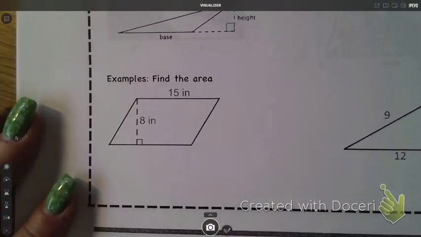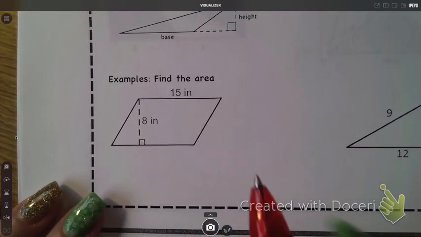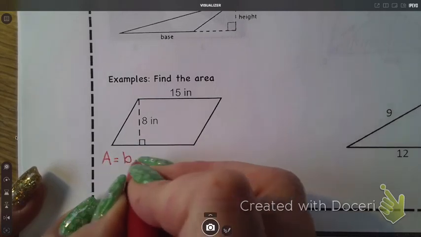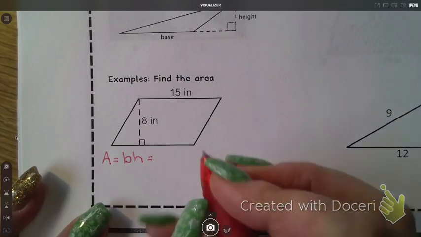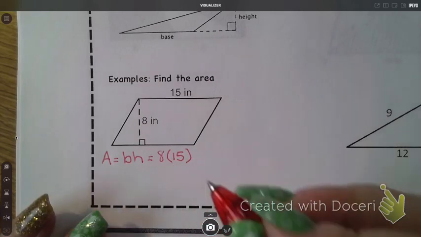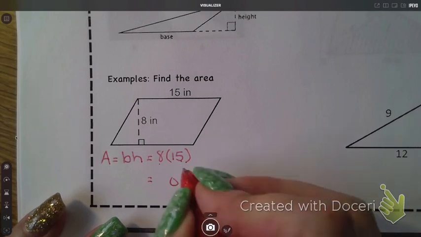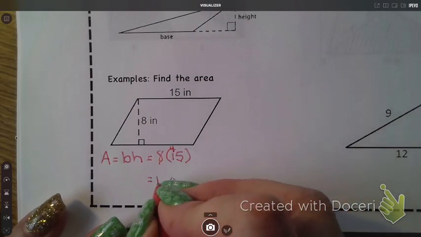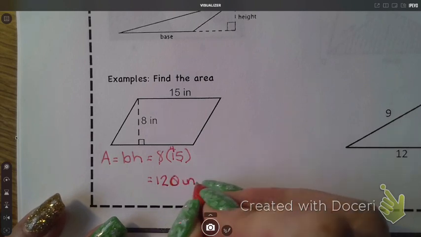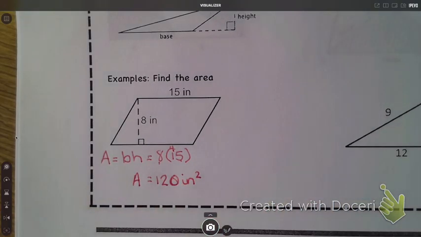Okay, so the first thing you're going to do is identify the shape that you were given. So what shape? Parallelogram. So that is area equals base times height. 15 times 8. So the height is 8. The width is 15. Does it matter if I say 15 times 8 or 8 times 15? No. Okay, so 5 times 8 is 40. Carry a 4. 8 plus 4 is 12, so 120. And I always need to put a label, yes? Inches, what? Squared.